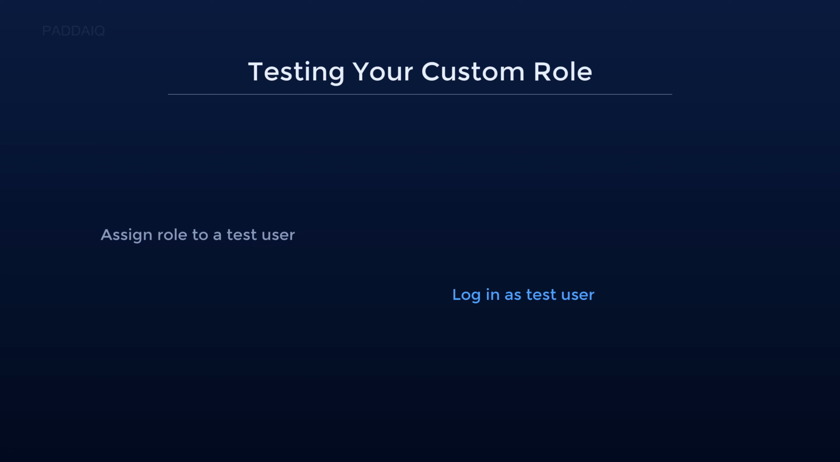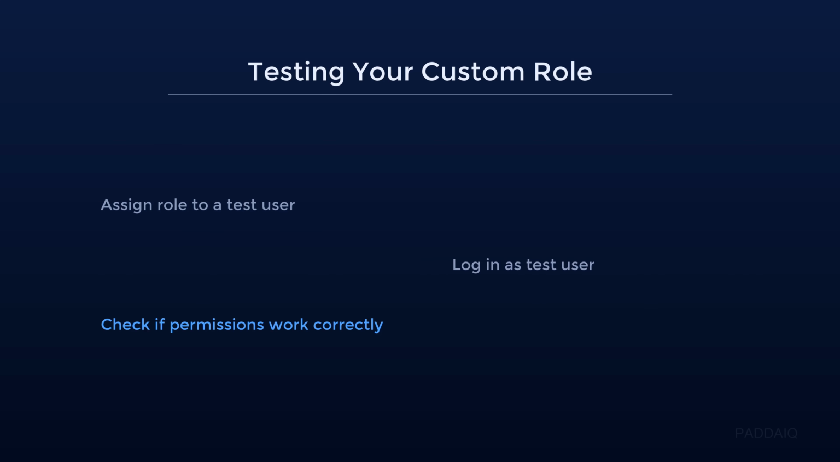Log in as test user. This means accessing the system with a dedicated test account to verify your role works correctly. For example, after creating a sales analyst role, log in as a test user assigned that role to ensure you can access sales reports but not HR data. This hands-on step confirms your role's permissions are set up properly before going live.